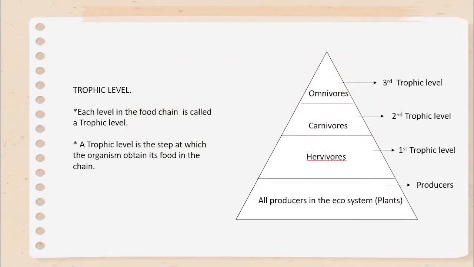Each level in the food chain is called a trophic level. A trophic level is a step at which the organism obtains its food in the chain. Students, when you observe the figure of trophic level, you can see that all the producers in the ecosystem form the producers, whereas herbivorous come under the first trophic level, carnivorous come under the second trophic level, and omnivorous come under the third trophic level.